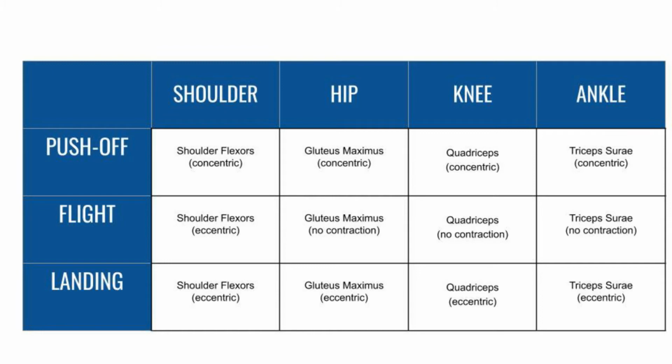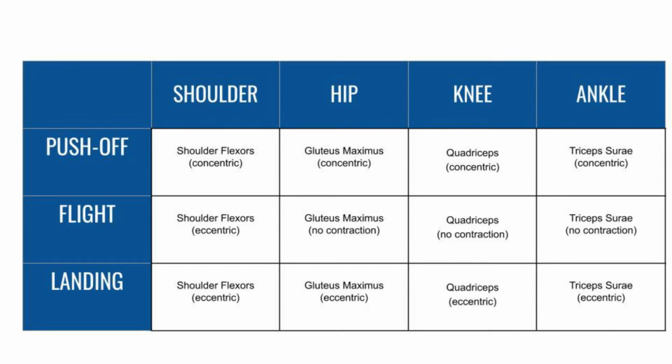Next, during the flight phase, there is little to no muscle activity except in the shoulders, where the shoulder flexors eccentrically contract to prevent the arms from falling down mid-air. There's also little muscle activity since the body, which is in an upright extended position, has its center of gravity in the middle of the body, anterior to the second sacral vertebra.